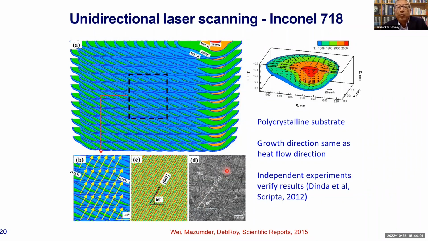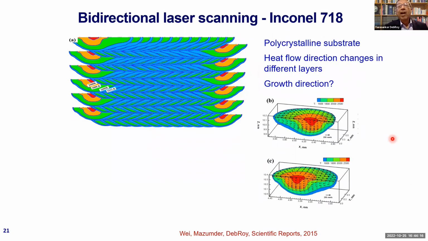And this is what we actually see when we do the experiment. These experiments were done in the mechanical engineering department here. We did the simulations. Now we want to change the rules. We want the laser to go from left to right and then backwards, from right to left and then left to right. And we will call this bidirectional scanning.